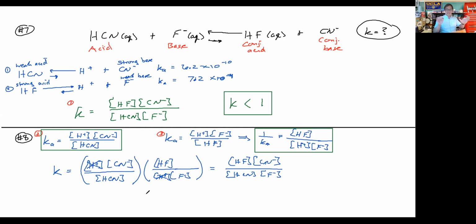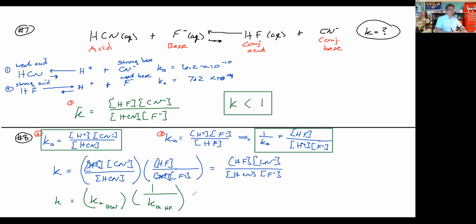So how do we solve for K then? Because we need a numerical value. Well, let's consider what we have here, folks. Let's work this out. K then is going to be equal to taking the Ka value for HCN, and I'll write this down as HCN. That's what we have right here. And we're going to multiply that by the reciprocal of the Ka value for HF. Remember, this is the reciprocal of the Ka for hydrofluoric acid.